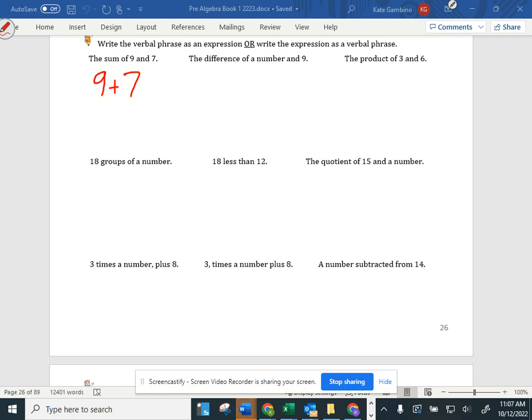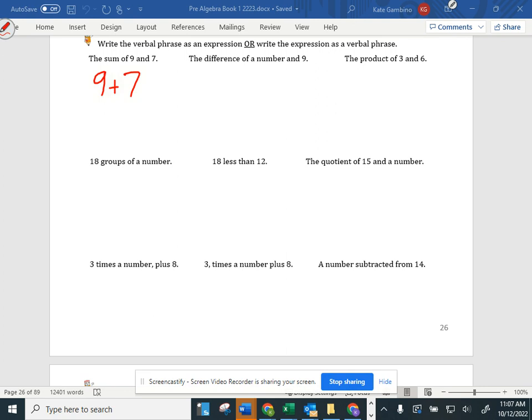I'm not writing an equation. I don't need to answer it because an expression does not have the equal sign. So I'm not solving it. I'm just writing the expression. Please don't try working ahead because I really want us to be listening because there are very simple mistakes that people make all the time.